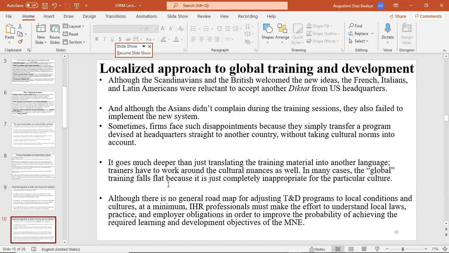Now, the global training falls flat because it is just completely inappropriate for the particular culture. Although there is no general roadmap for adjusting T&A programs to local conditions and cultures, at minimum, international HR professionals must make the effort to understand the local laws, practices, and employer obligations in order to improve the probability of achieving the required learning and development objectives.